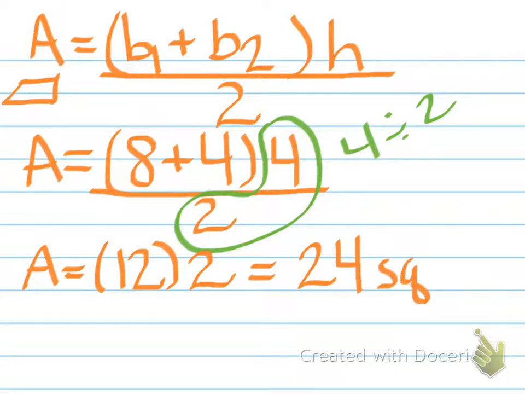I believe these were just square units. I don't think they told us they were centimeters or anything in particular, so we can leave that. The area of the trapezoid on the graph is 24 square units.